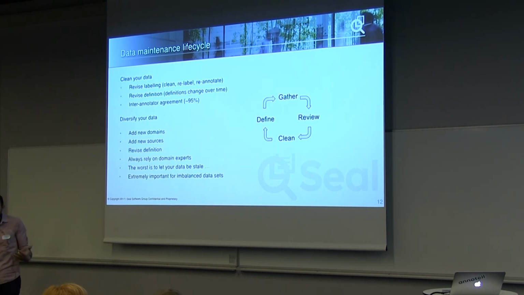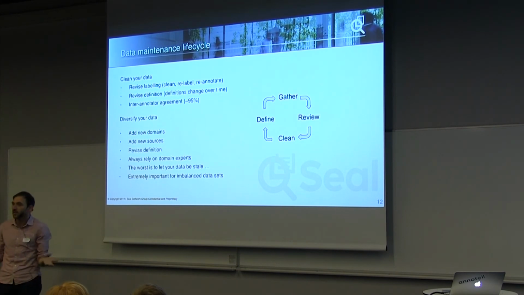Also, what I wanted to show with the domains is that you need to really diversify your data. When you add a new domain, you add new sources. You should also revise your definition again. Does the definition of a label, of whatever we want to find, still stay the same in the new domain? Do we need to revise the old ones? Data should be live. The worst thing that can happen is the data stays stale and doesn't move forward with new things.